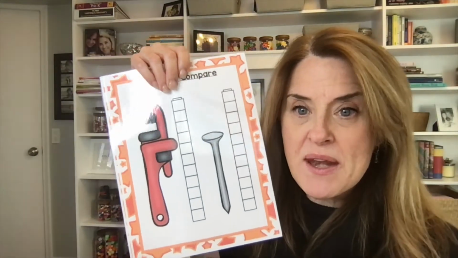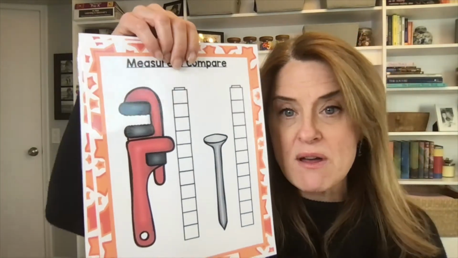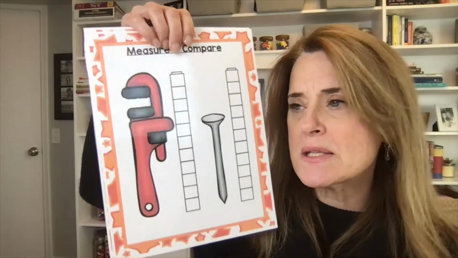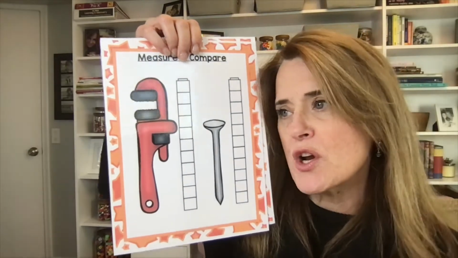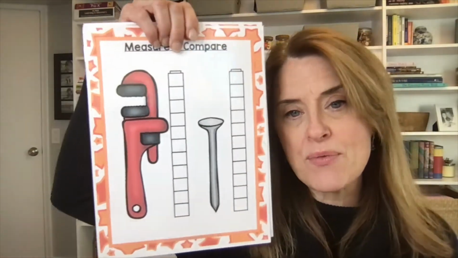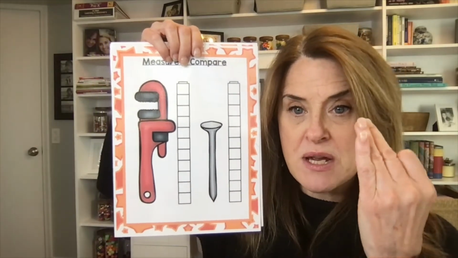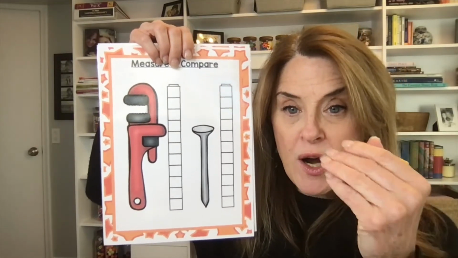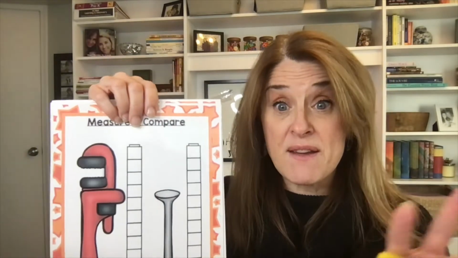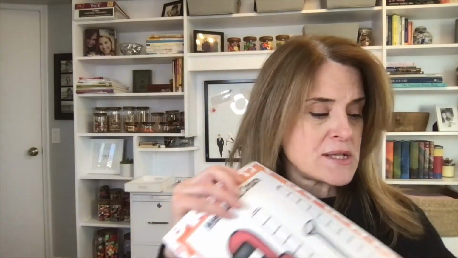So I've got like the monkey wrench and the nail, and they love that the monkey wrench is called a monkey wrench. We talk about which one's taller, which one's shorter. Are they the same? We count the Unifix cubes. So you've got fine motor, counting, measuring, comparing, more, less. You've got so many of your standards in one activity. So again, it's an activity that does double duty.